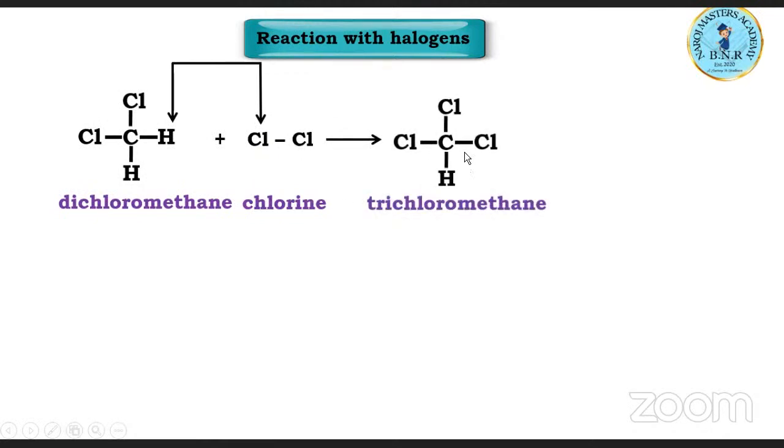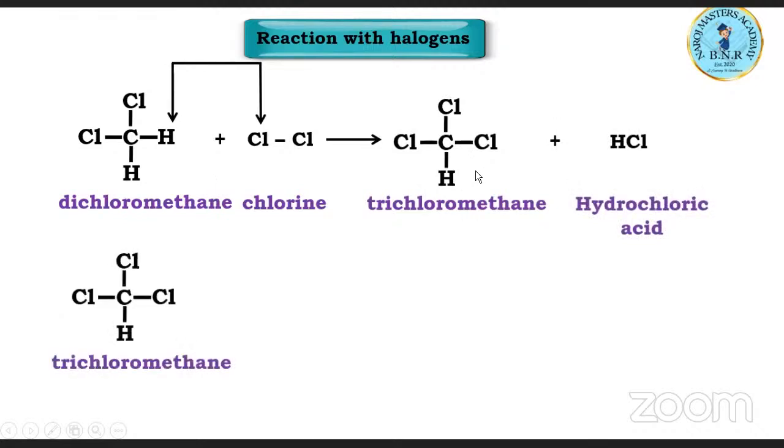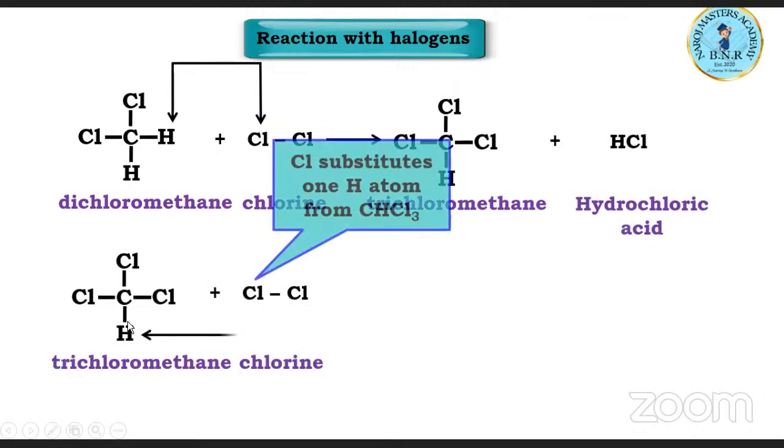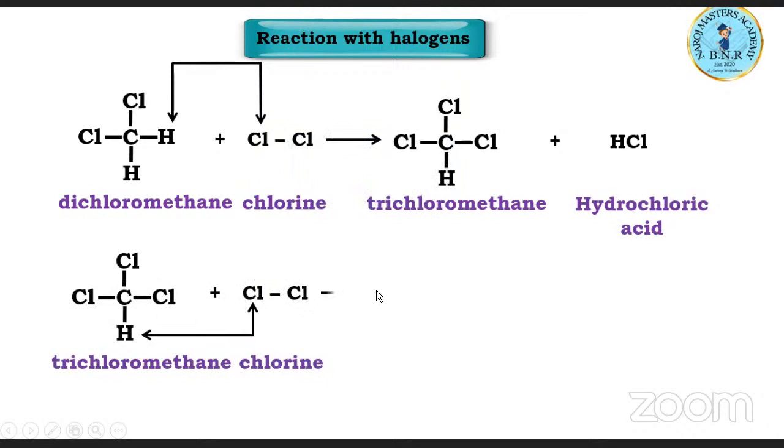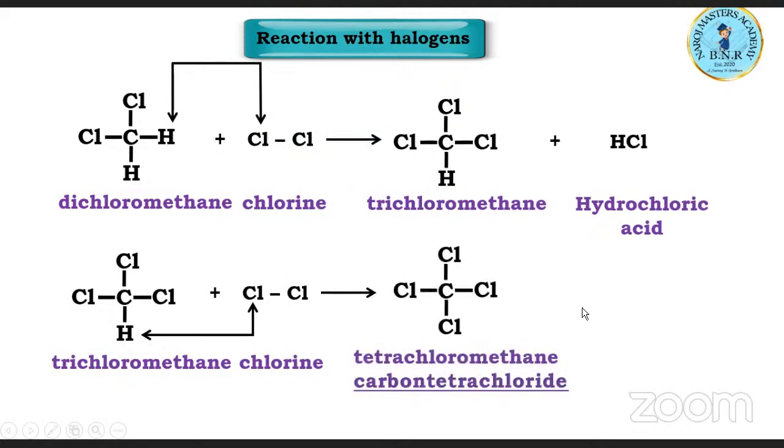trichloromethane. Is it right? Again, if you want to do a substitution reaction with the remaining hydrogen, what will you get? All 4 chlorines, tetrachloromethane. You can say it is also known as carbon tetrachloride. HCl we will get again.